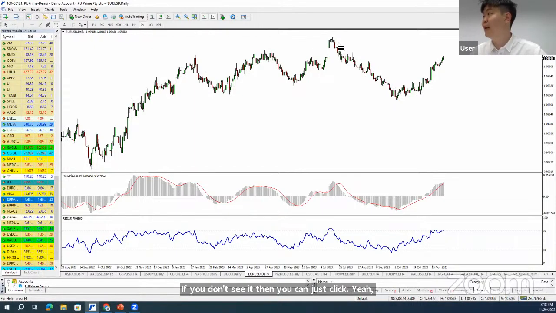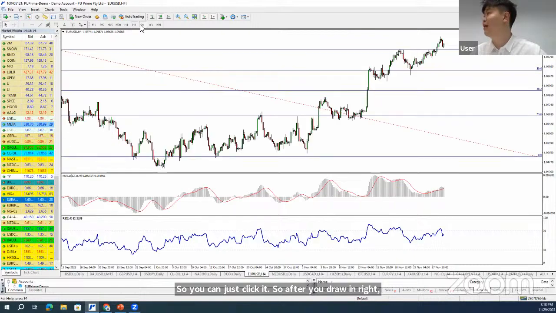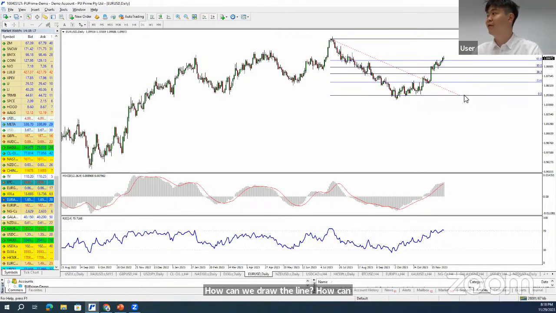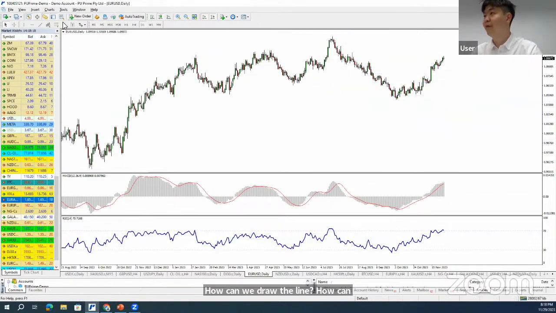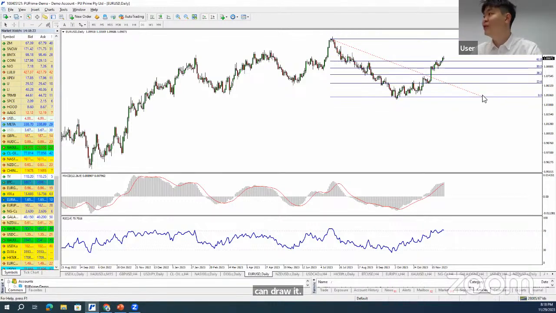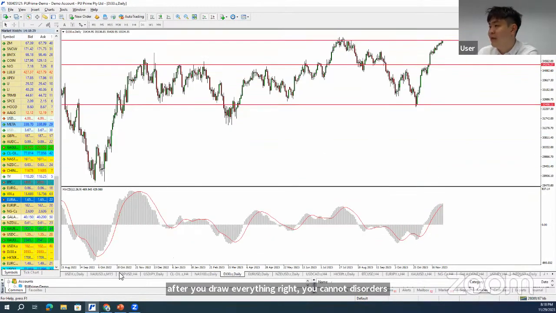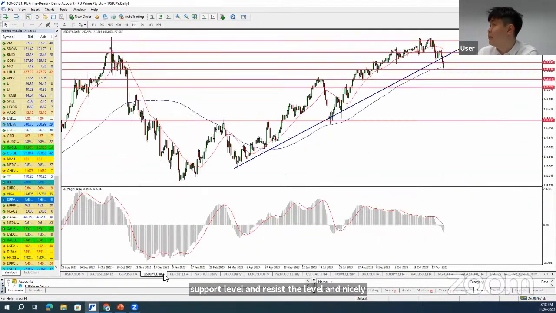So after you draw it, you can see there is a line over here. How can we draw it nicely? You can draw it from the highest level until the lowest level. So after you draw everything, you can notice all the support levels and resistance levels are nicely formed. Let me see whether there is another better example.